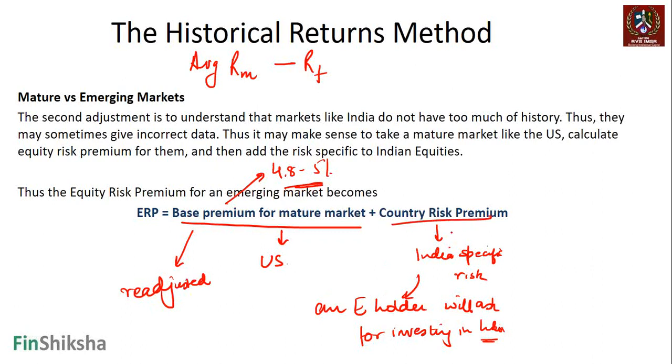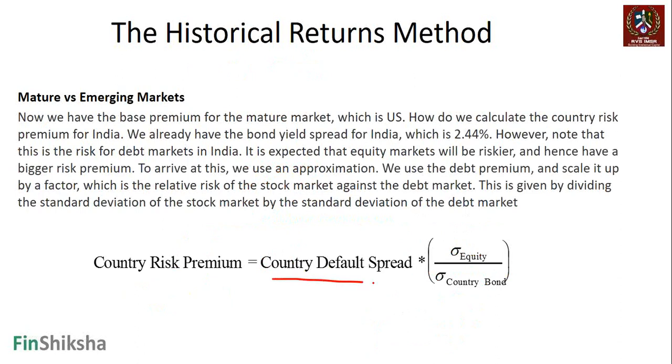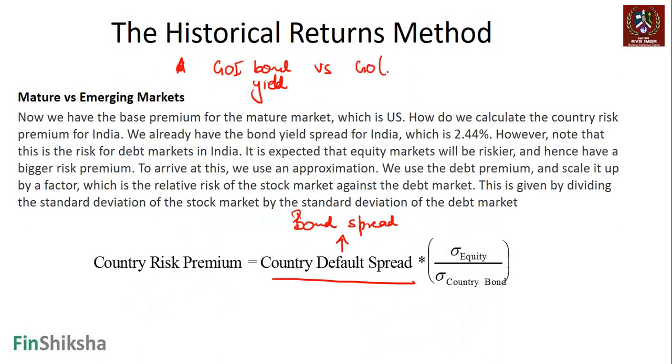The country risk premium could be calculated using what is the country default spread, which is the bond spread for the country, right? As in when we say bond spread, we're basically looking at what is the spread between the GOI bond yield versus, let's say, the government of US bond yield. Why? Because they're considered, let's say, the safest instrument. So we can find out what is the difference between these two.